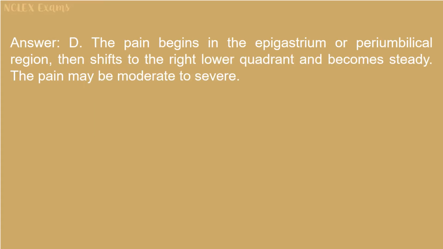Answer D. The pain begins in the epigastrium or periumbilical region, then shifts to the right lower quadrant and becomes steady. The pain may be moderate to severe.